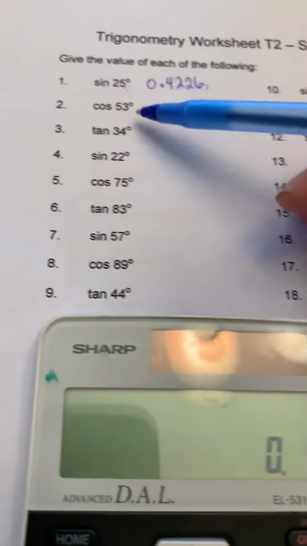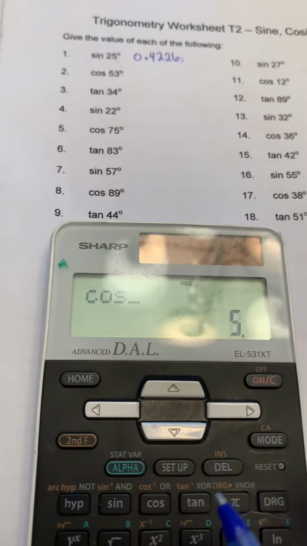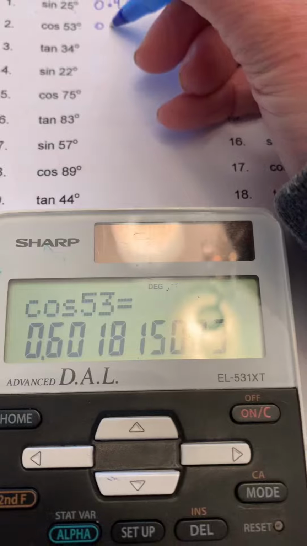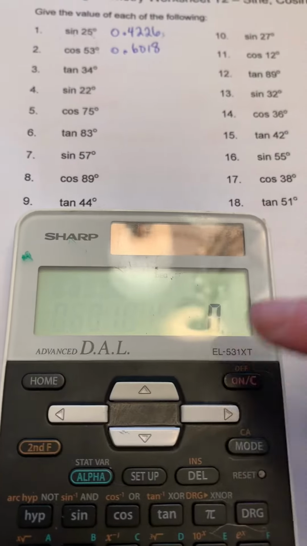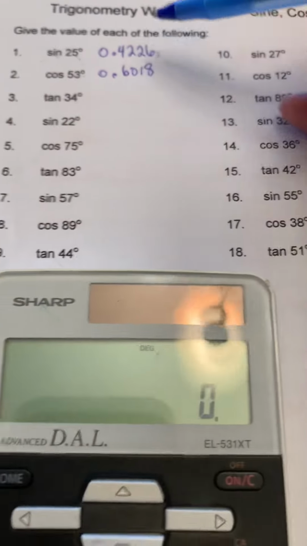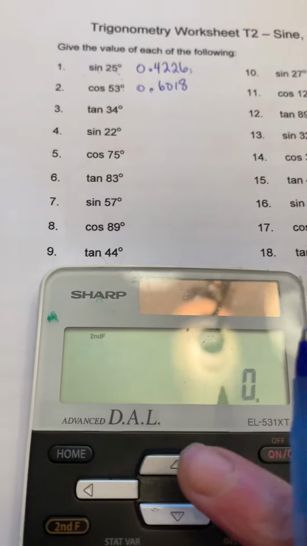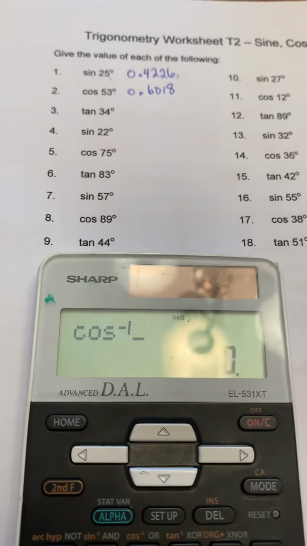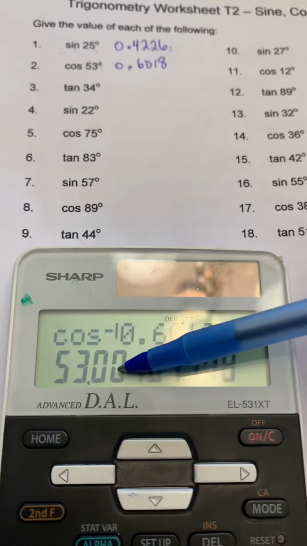So let's do the next one together. What is the value of cosine 53 degrees? So cosine 53 degrees, and here we get this decimal number, 0 and 6,018 10,000ths. Now if I wanted to find the angle size, we're going to go in reverse. So I'm going to hit second function, oops, cosine this time. See, this is the thing you've got to get comfortable with. And I got back to 53 degrees.